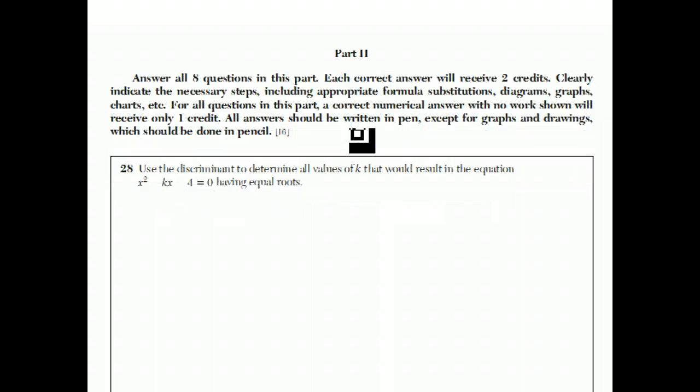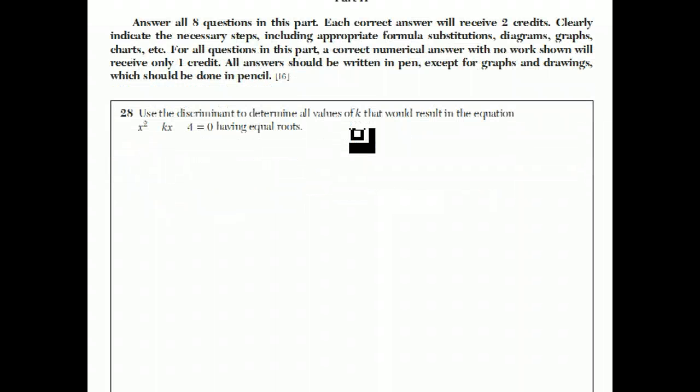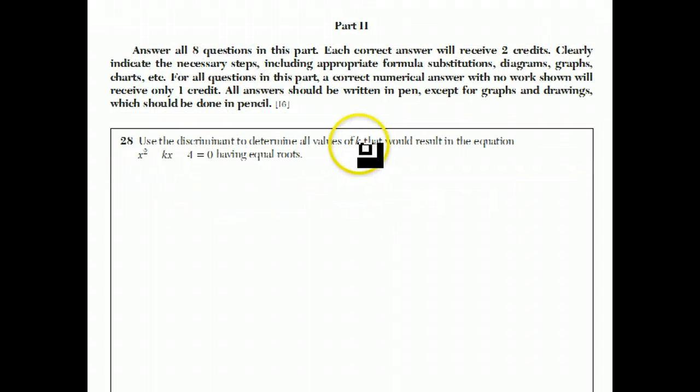I'm getting pretty tired. I'm trying to do this all in one shot and talk about all the answers. 28. Here we're into the part 2s. Be very careful on part 2. They're only worth 2 points each, and if you make the slightest error, you lose 1 point of those 2. So dangerous here. Be very careful.